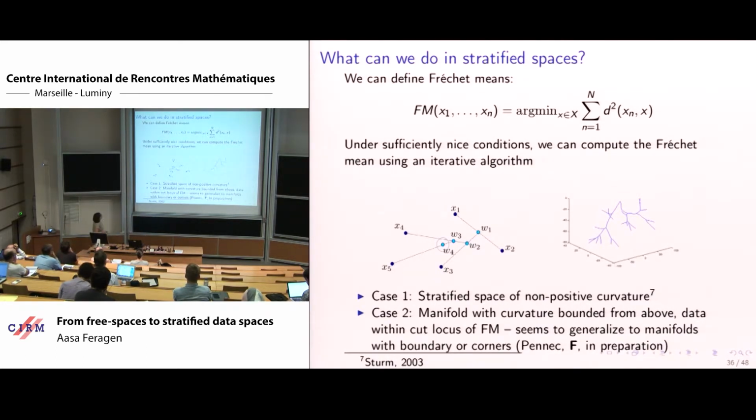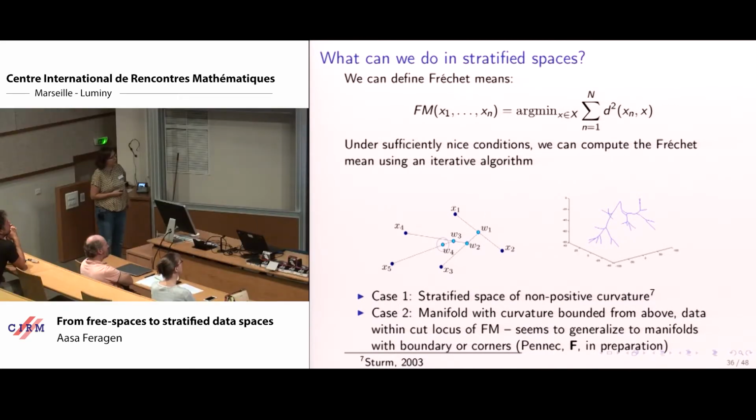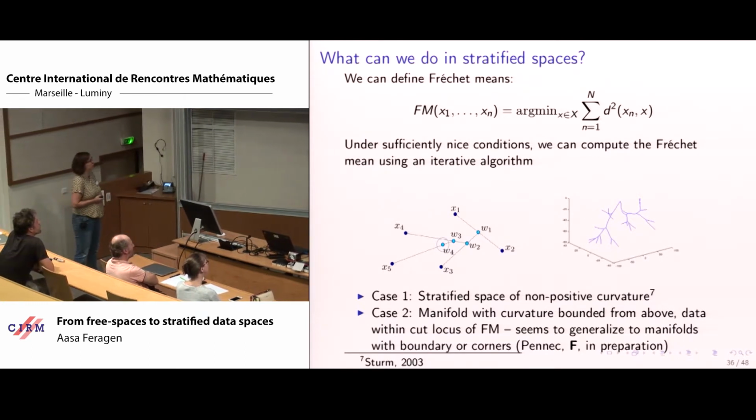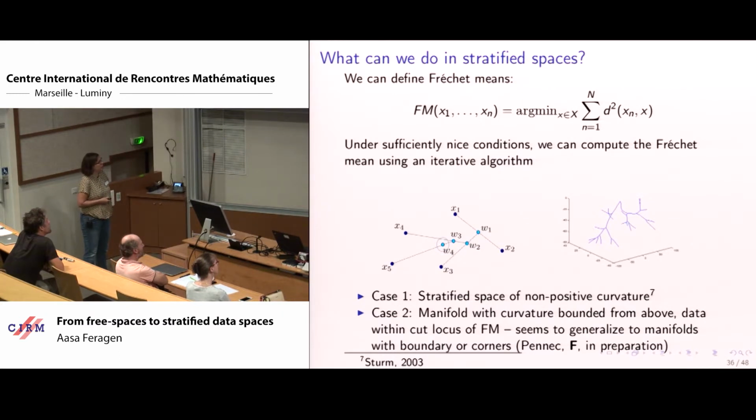You can define Fréchet means because we have a distance. That's nice. And under sufficiently nice conditions, you can also compute them. So in particular, in the BHV tree space, we can use Sturm's algorithm that Xavier mentioned yesterday, which works whenever you have non-positive curvature. There are also starting to be some results on what happens in positive curvature.